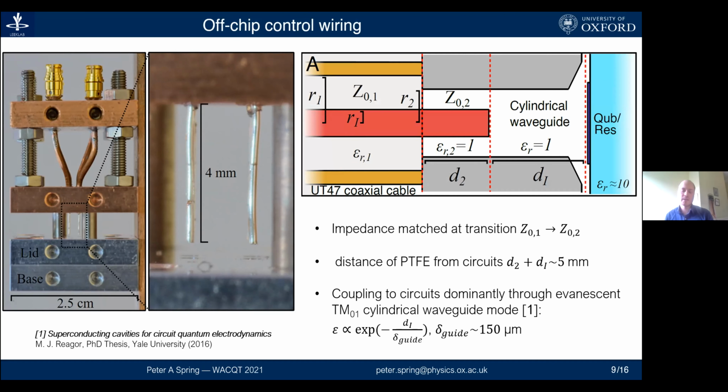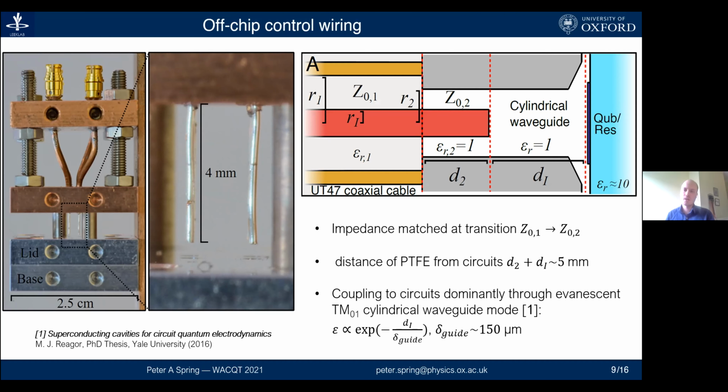And then that inner conductor terminates and then you have a distance D1 and then your qubit or resonator. And so the qubit or resonator is then coupled to the control wiring through this cylindrical waveguide. And we've designed the dimensions such that we're impedance matched at the transition from the coaxial cable to the effective coax waveguide to minimize reflections. We've chosen this distance called D2 in this figure to be quite large so that the circuits are well separated from any PTFE inside the coaxial cables.